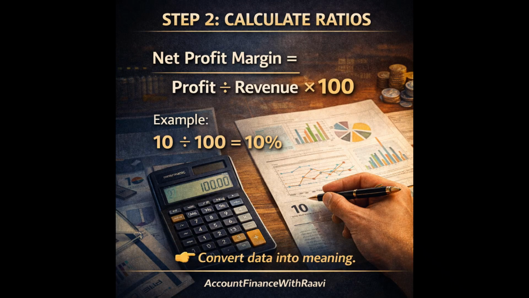Then after collecting the data, next comes the calculation part. We'll be calculating the required ratio. Here I gave an example of net profit margin, which is computed as profit divided by revenue. So here the net profit margin is 10%. It means the data which we collected is converted into meaningful insights. That is nothing but calculating the ratios.